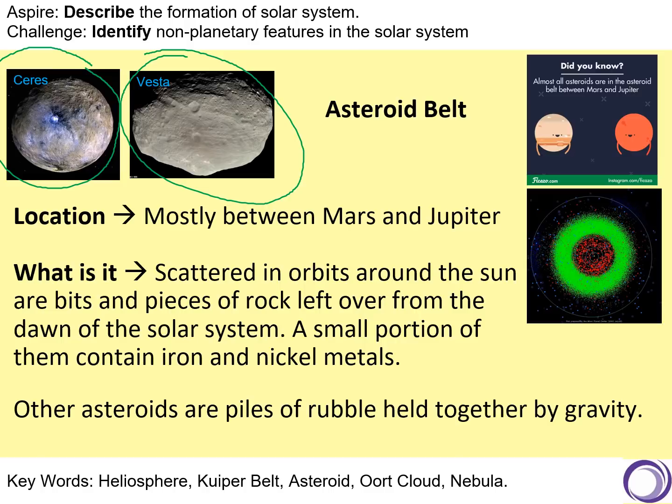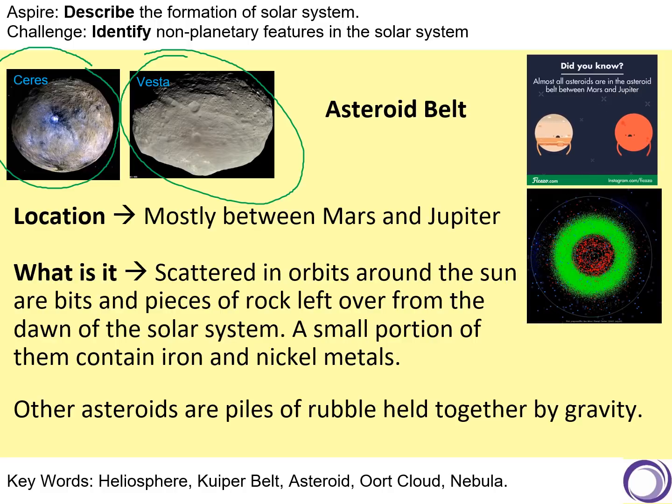Now, some other asteroids are simply piles of rubble that are just held together by gravity. Basically they're just clumps and they're not even connected, so you couldn't walk across from one to the other. That's just how they are.